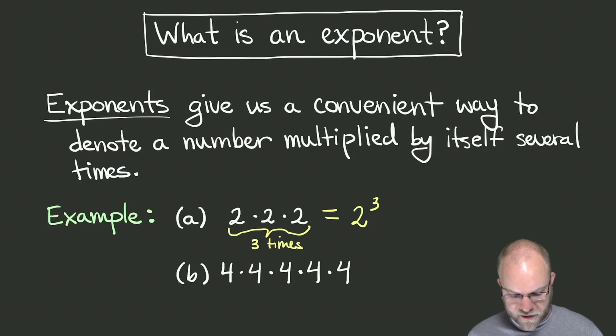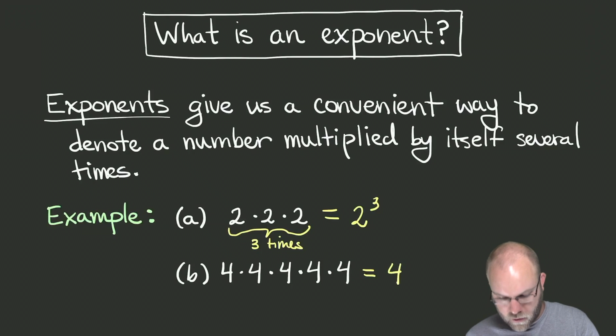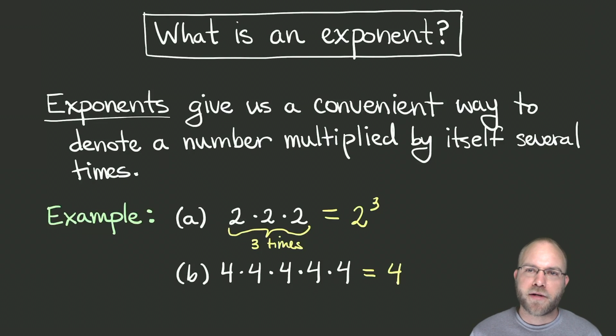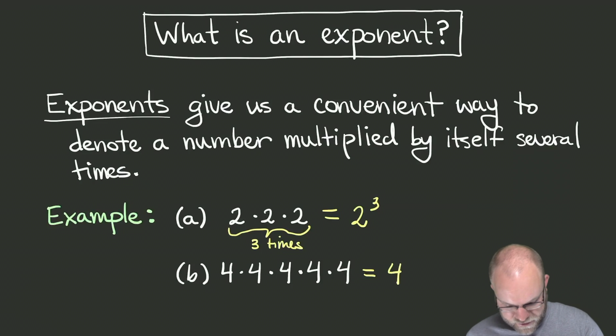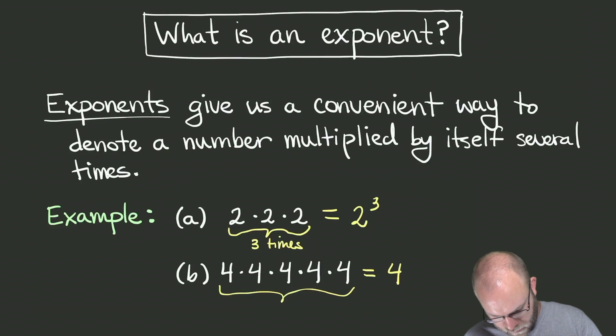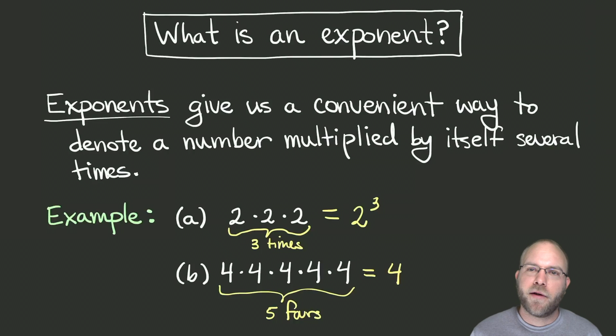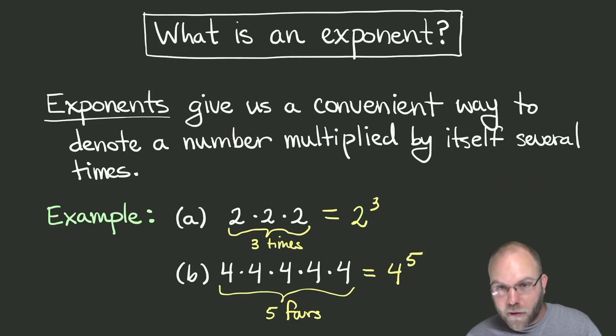So in this second example, our base is going to be 4 because we're multiplying 4 by itself, and the exponent is going to be the number of times we multiply 4 by itself. And if we count those, we have 5 4s, and so we're going to write that as 4 to the 5th power.